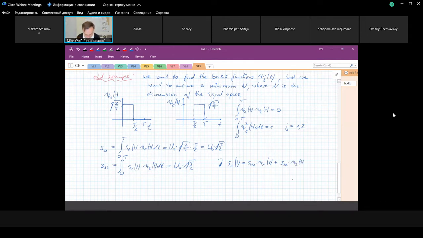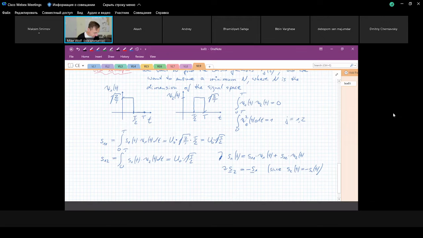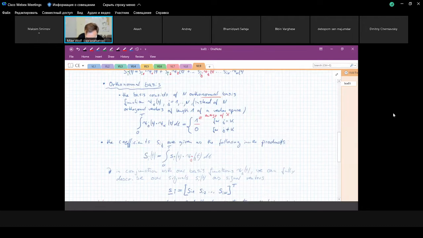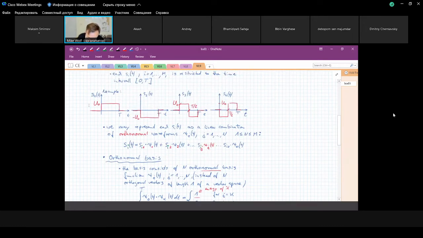And since we can write this like this, and S2 is just minus S1, it's clear that the second signal vector is just minus the first signal vector, because S2 of t is just minus S1 of t. This is clear. So we can proceed with S3. If we talk about S3, this is also simple, because S3 in the first interval is exactly the same as S1 of t, and our first basis function extends from 0 to T by 2.